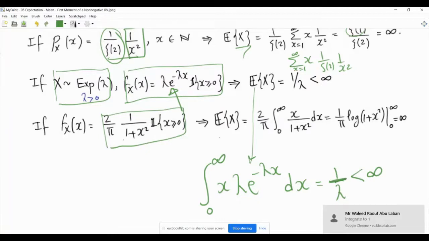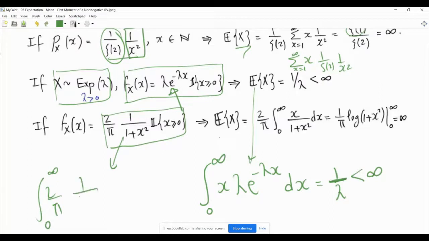So you take this thing and integrate it from 0 to infinity, 1 over 1 plus x squared dx. This is 2 over pi, tan inverse x, and then you take the limit as x goes to infinity. Tan inverse infinity is pi over 2, and tan inverse 0 is 0. So that's pi over 2 times 2 over pi, that's 1. So this is a correct PDF.